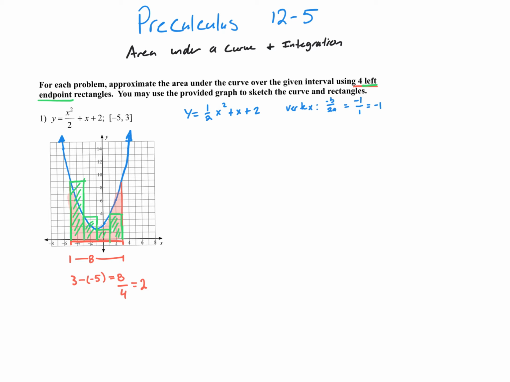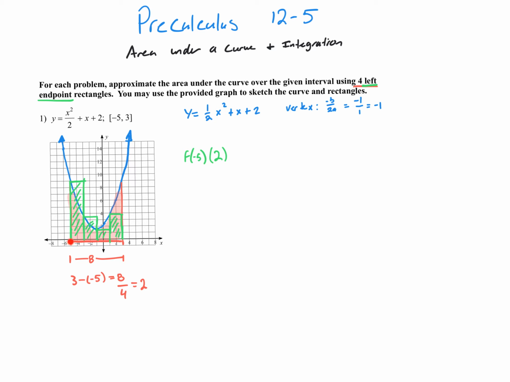So let's go ahead and do that. The area of this first one is going to be, well, I know how wide it is, right? The width is 2. So I just need to multiply it by the height. Well, the height is going to be f of -5.